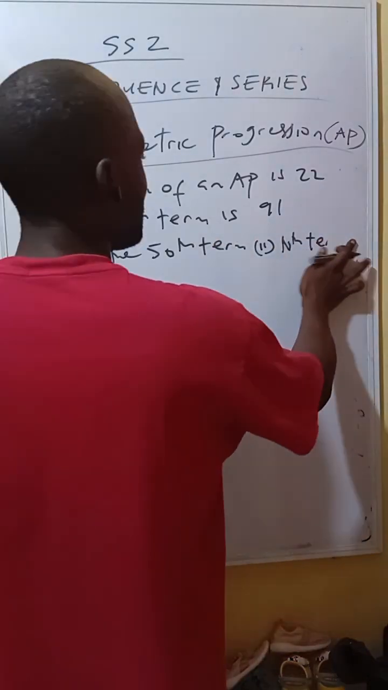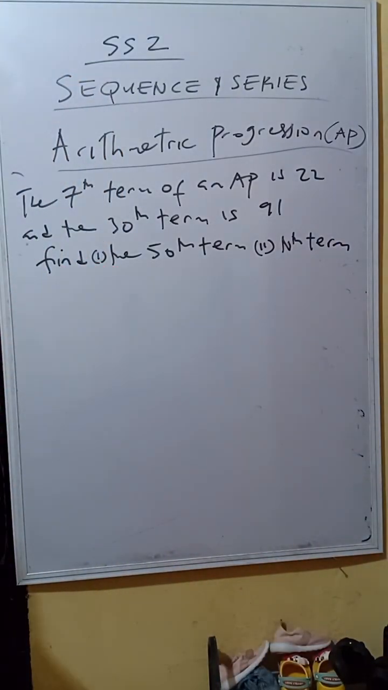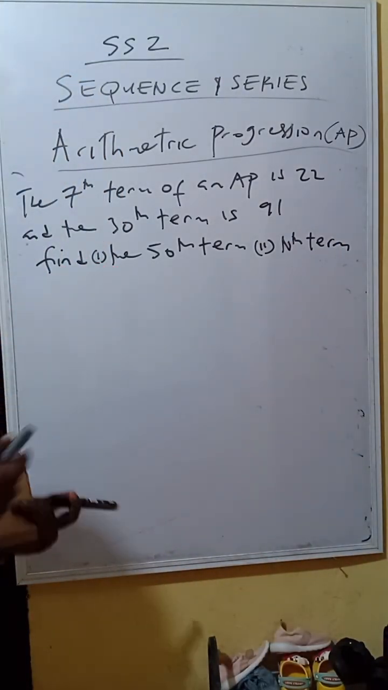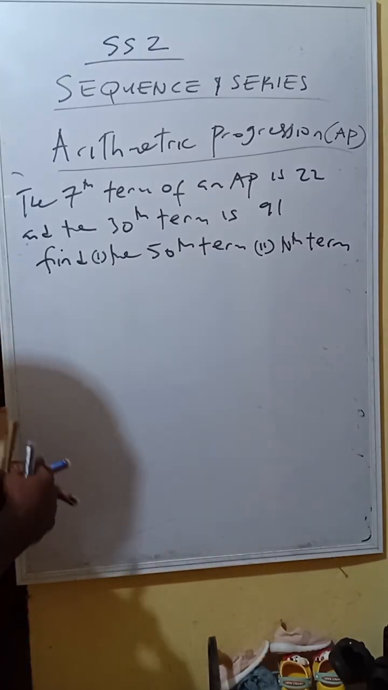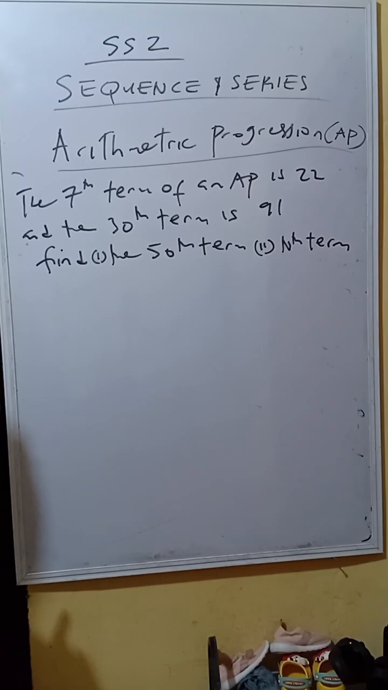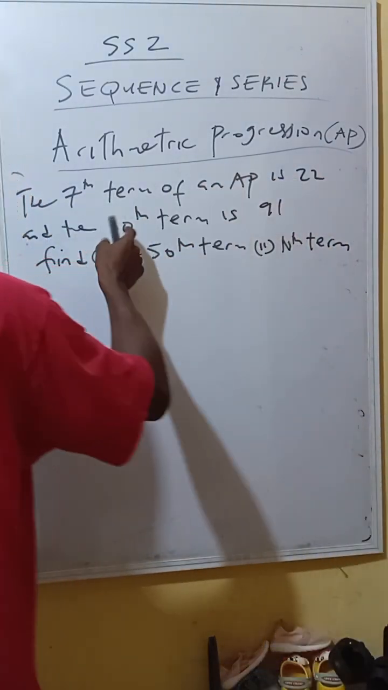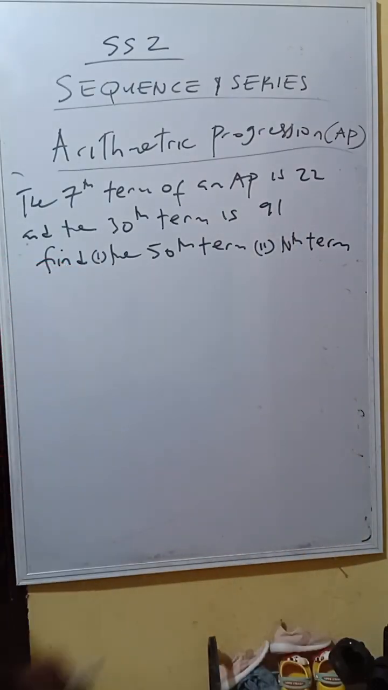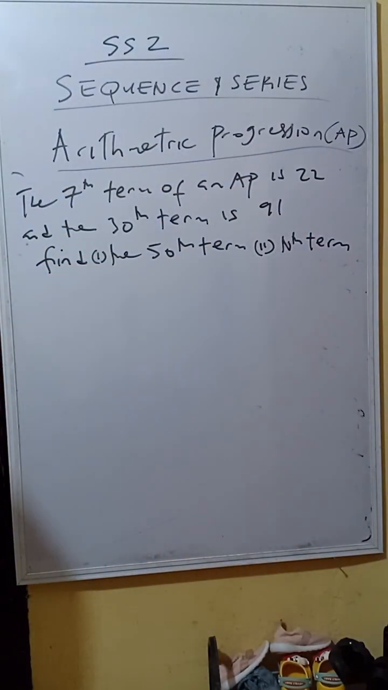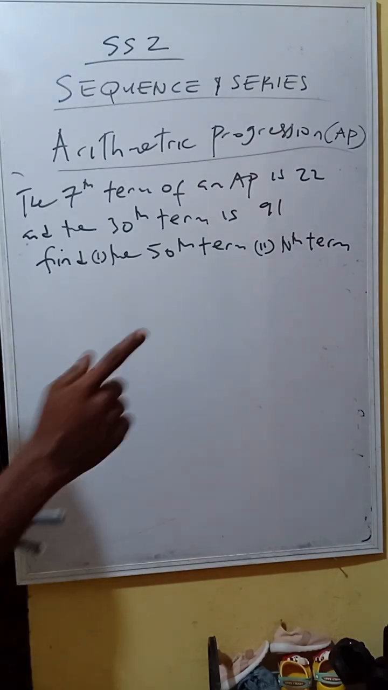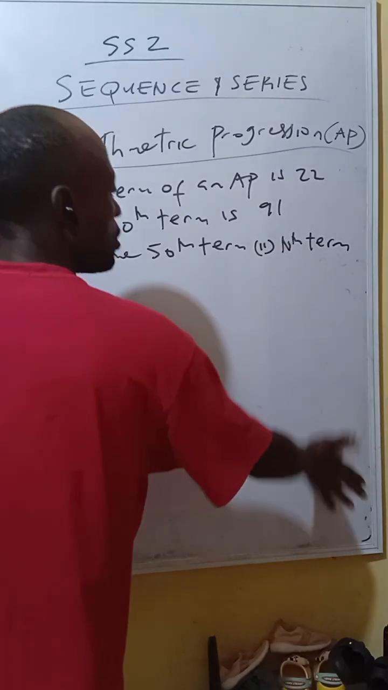Now anytime you have a question like this under AP, it will lead you to a simultaneous equation. Why? Basically, we're not given the members of the AP, that's the numbers in the AP. We're told that this position has this term, and this position has this term. Find another term in that AP. So it will lead you to a simultaneous equation, and your understanding of simultaneous equations must be very sound. So let's go ahead.